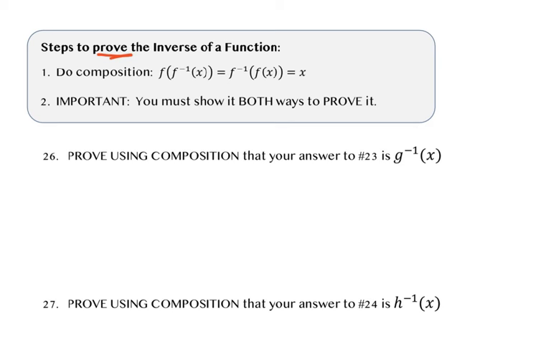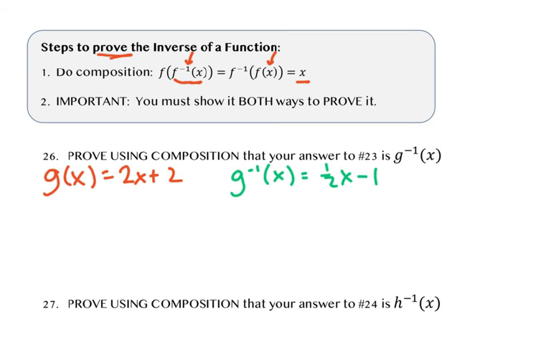So in order to prove that you have an inverse of a function, what you do is you do f of the inverse. So in other words, you plug the inverse into the function itself, or the other way around, you plug the function into the inverse, and either way, you get x. And in order to prove it, you have to show that it works both ways. So prove using composition that your answer, the inverse of g, is really the inverse of g.